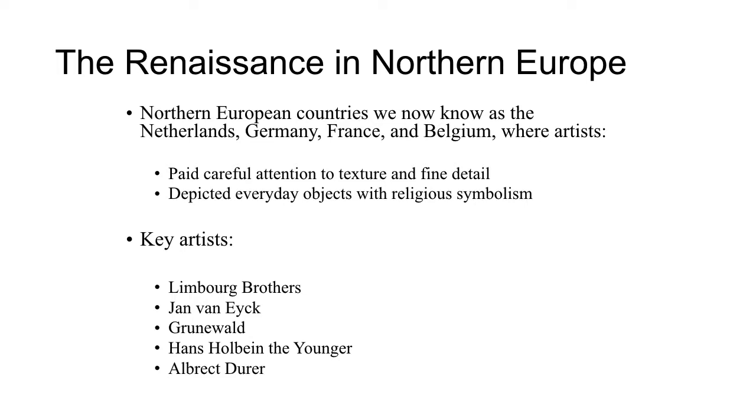So in the Renaissance in Northern Europe, the main artistic styles that we see surround two different tenets. The first is the careful attention to texture and fine detail, and the depiction of everyday objects as well as everyday people with religious symbolism.